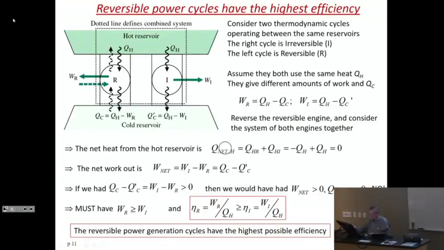Well, first, what is the net balance of Q hot? Well, it's Q hot on the reversible, which we have reversed, plus Q hot on this one. Well, this one is minus Q hot. This is minus Q hot, plus Q hot, which goes here. So that sum is 0.